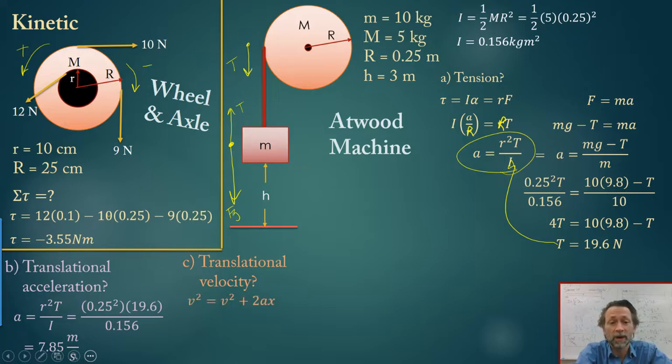Then the translational velocity, if I want to find out what is that linear velocity at that point, remember I can take and solve one of those. I can say, hey, the initial velocity is 0. As this falls, then it's going to fall with this acceleration of 7.85.